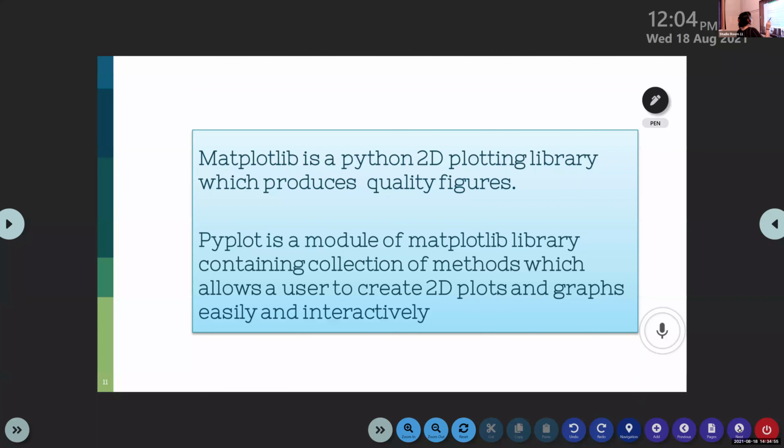See, please do note this point. What is Matplotlib? It is a Python 2D plotting library which produces quality figures. It is a two-dimensional plotting library which is used to produce quality figures. And what about Pyplot? It is a module of this library, the library Matplotlib, or package, which contains a collection of methods which allow users to create 2D plots and graph easily and interactively.